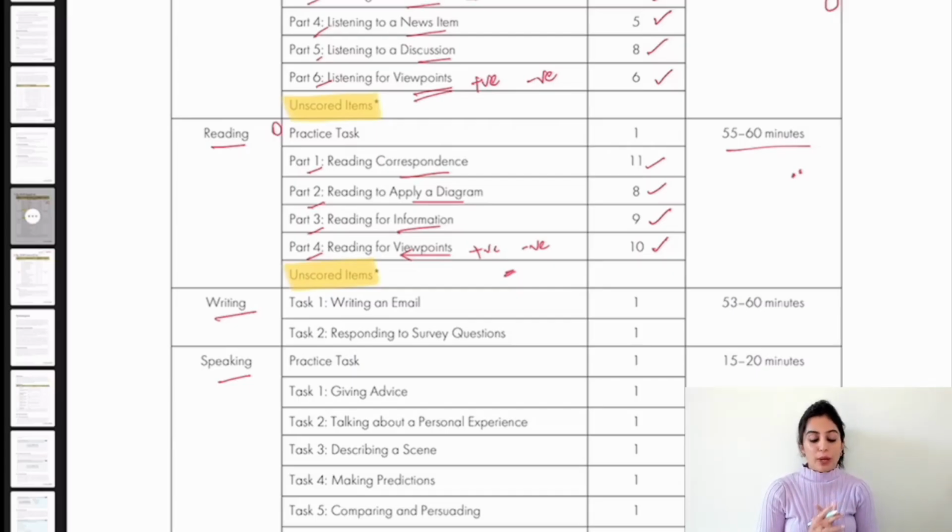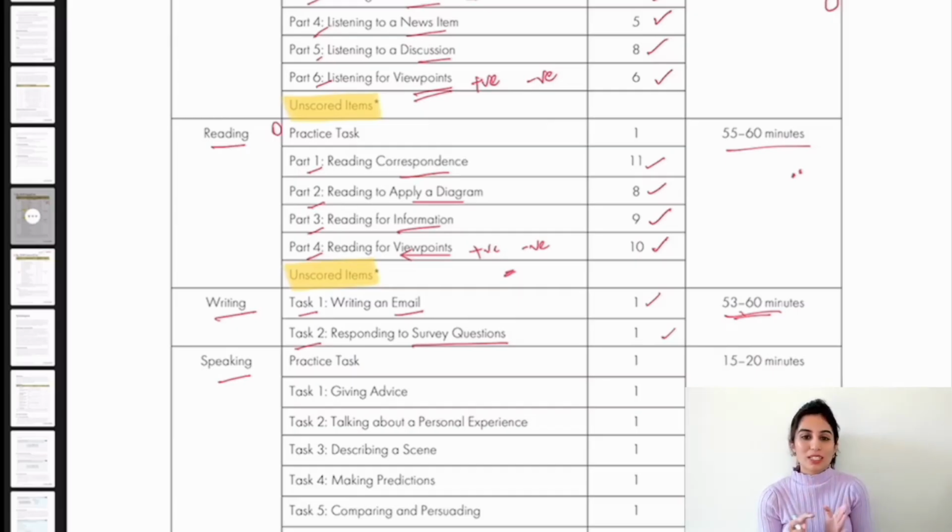Then we have the writing test. Writing test, there are 2 tasks. Task 1 is writing an email, and task 2 is responding to survey questions. I'm not getting into the details of this one. Again, I'll make a separate video when I start the writing module, and there is 1 question for each of the tasks, which has to be completed in about 53 to 60 minutes.